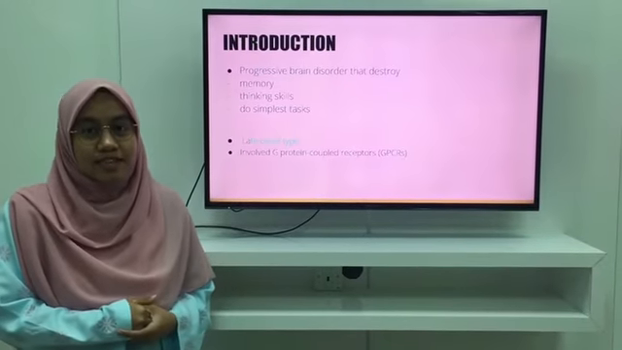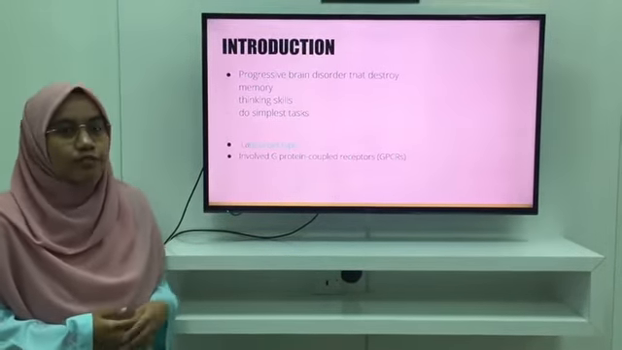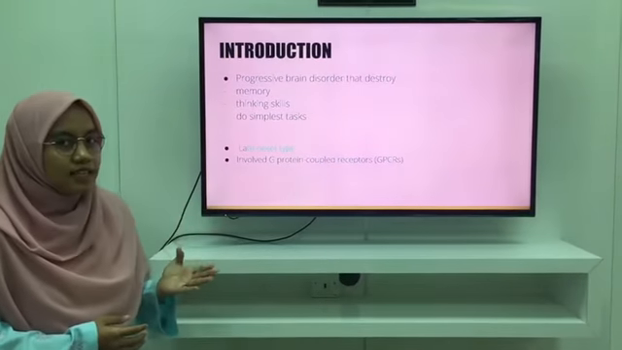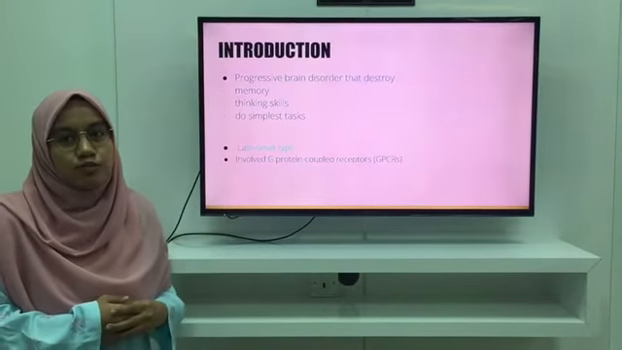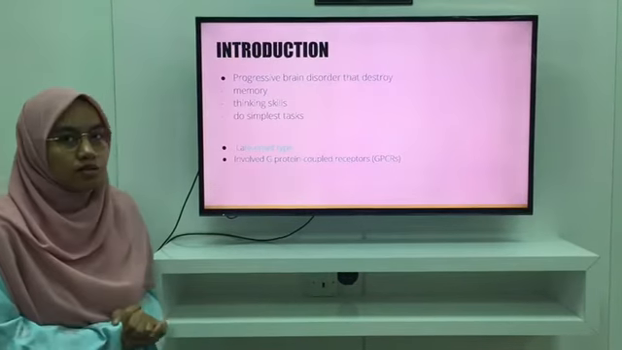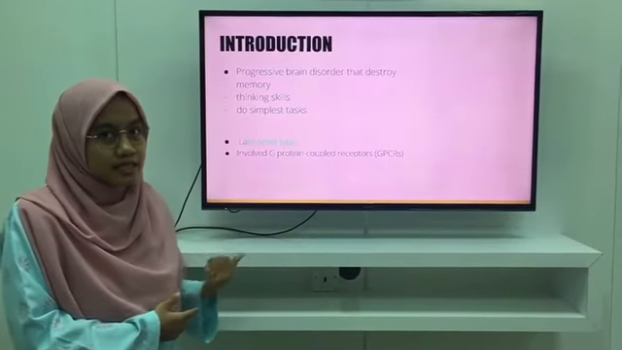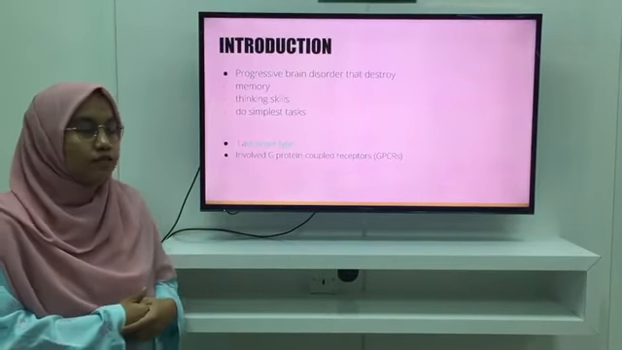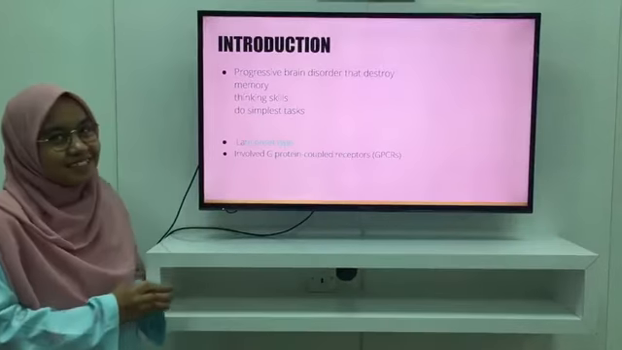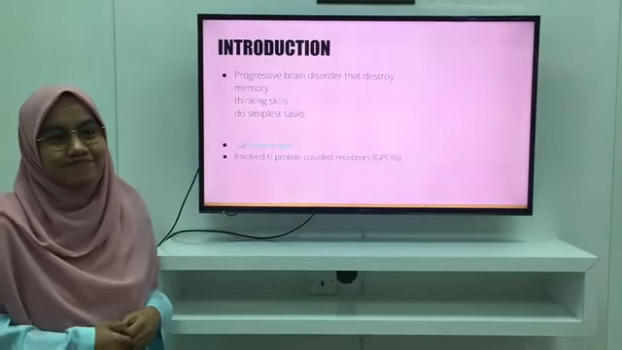Alzheimer's disease is an irreversible, progressive brain disorder that slowly destroys memory, thinking skill, and the ability to do simple tasks. Those with the late onset type will experience this disease. The receptor that is involved in this disease is the G protein coupled receptor.